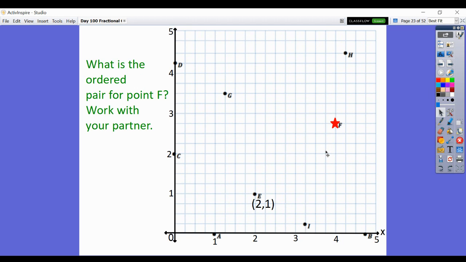What is the ordered pair for point F? Point F is way over here. Let's first get that X-axis number because X comes first. It is 4. And then the Y value is 2 and 3/4. So it's 4, comma, 2 and 3/4. Always put parentheses around that ordered pair.